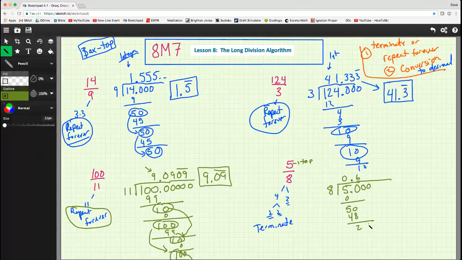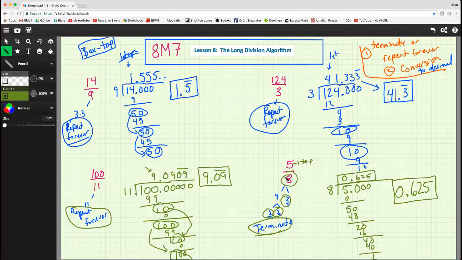Put a few extra zeros out here. 8 goes into 20 2 times. 2 times 8, 16. 40, 0. 8 goes into 40 exactly 5 times, so we're done. 0.625. And we knew that it would terminate because it had only 2's and 5's, in fact, only 2's in the prime factorization of the denominator.